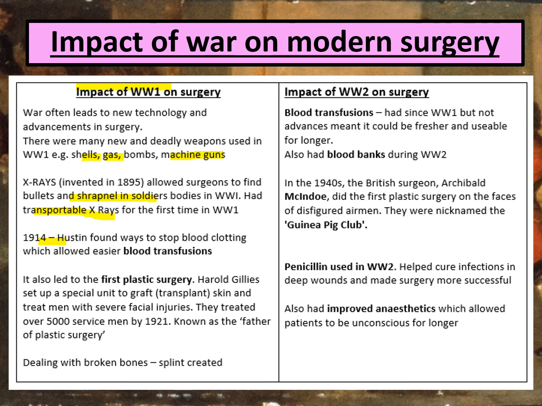And we also have the work of Harold Gillies as well, who is known as the first plastic surgeon. And this is because he worked on creating a special unit to try and transplant skin to men who had really severe facial injuries as a result of things like the shells. And he ended up treating over 5,000 servicemen by 1921. And he was absolutely crucial in kind of modernising surgery and being very experimental. You know, these things hadn't been done before.